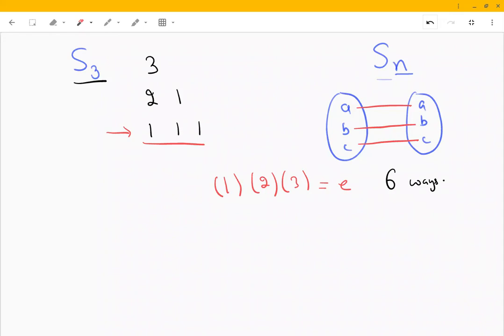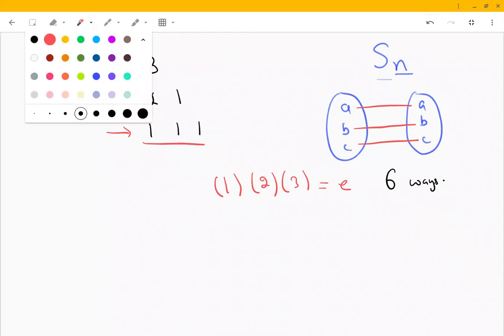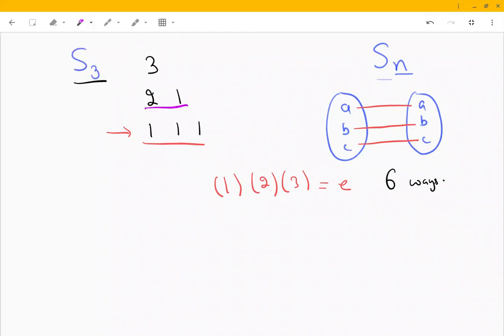Now, the next one, 2 cycles. One of them is kept fixed and the other 2 permute. Okay, so instead of ABC, let's change it to 1, 2, 3, because that is the concept we are familiar with. But it can be anything.